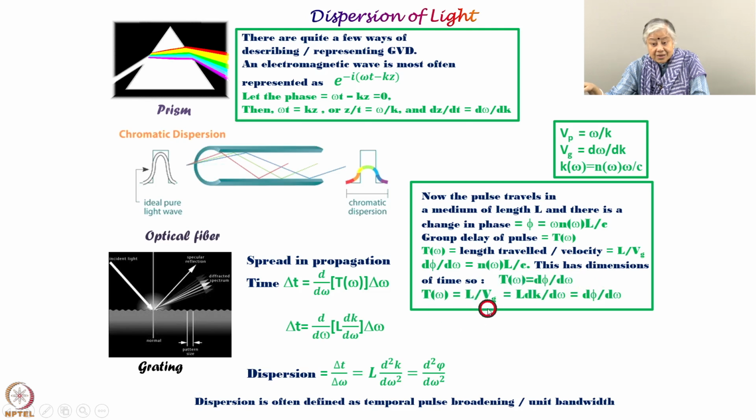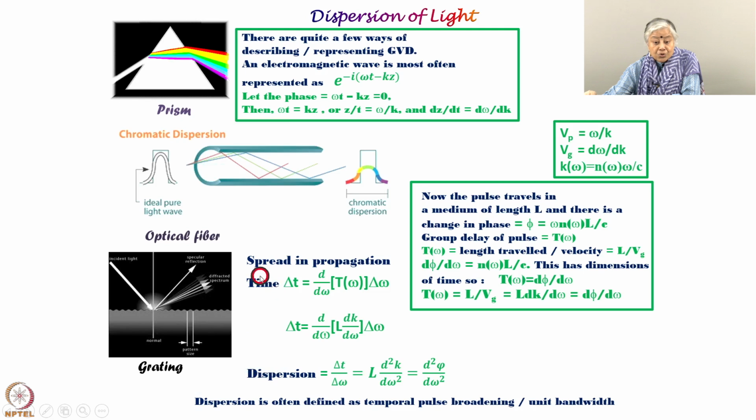Then T(omega) is L by Vg, we have seen here. That is equal to L dk by d omega, because Vg, remember, is d omega by dk, so L by Vg will be L dk by d omega, which is equal to d phi by d omega. So, these are the relationships between the phase and the time and the delay, and they will be used. It is better to know all these formulae, so that you can use them later on.